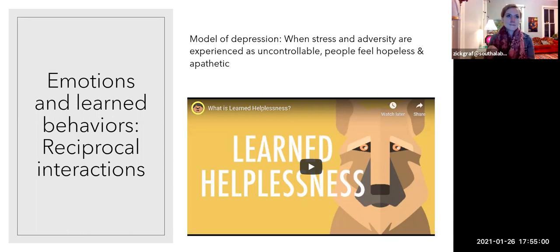Another type of learning that is very relevant to depression is learned helplessness. So in humans, learned helplessness arises when someone experiences uncontrollable stress and adversity. When bad things keep happening to them, and through all of their efforts and everything they do to try to make it better for themselves, they keep failing. These repeated failures over time, these efforts to escape from negative affect that are completely unrewarded by the environment, lead to feelings of hopelessness and apathetic behavior.